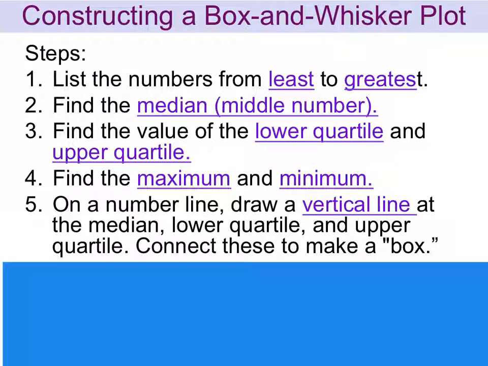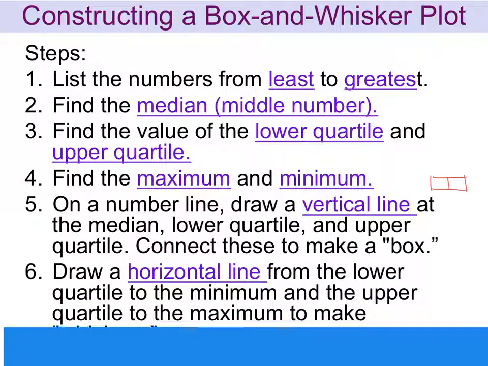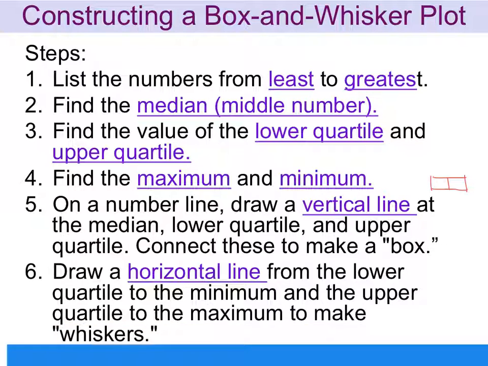So on a number line, you would draw a vertical line at your median, your lower quartile and upper quartile. And then we connect those, which are going to end up making the box of the box and whisker. So it would end up being something like this if these were your quartiles. And then step 6 would be to draw your whiskers, which become horizontal lines that extend from the outsides of the box down to the minimum and the maximum. So they would end up being something like that.